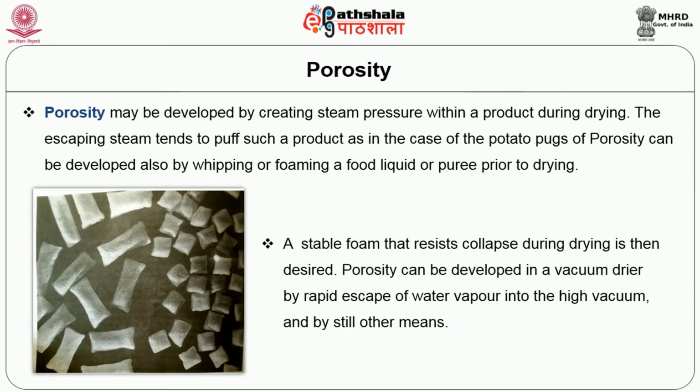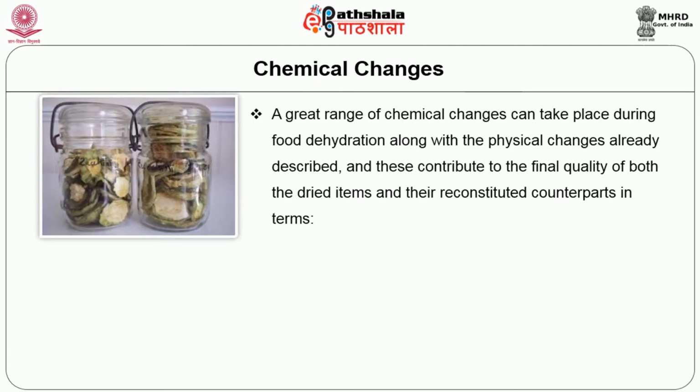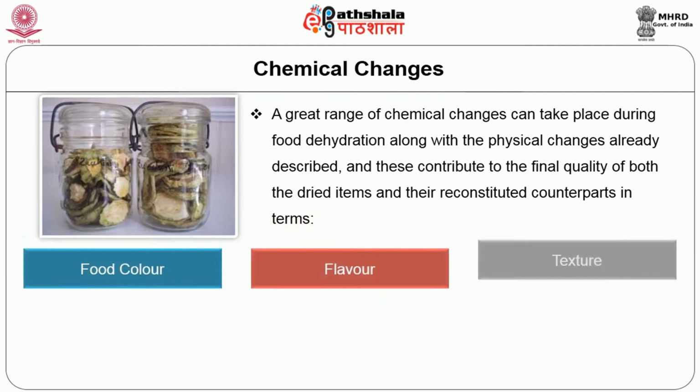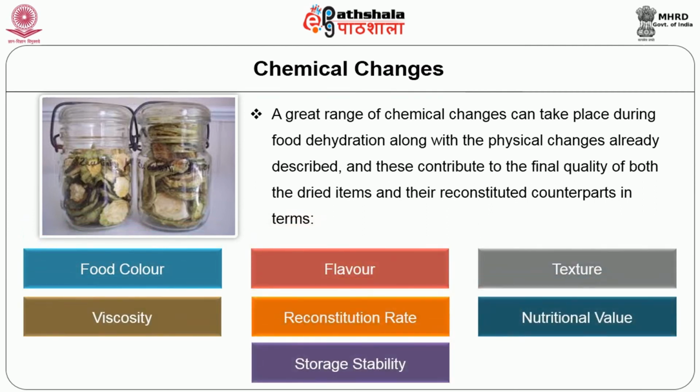Porosity can be developed in a vacuum dryer by rapid escape of water vapor into the high vacuum and by still other means. A great range of chemical changes can take place during food dehydration along with the physical changes already described, and these contribute to the final quality of both the dried items and their reconstituted counterparts in terms of food color, flavor, texture, viscosity, reconstitution rate, nutritional value and storage stability.